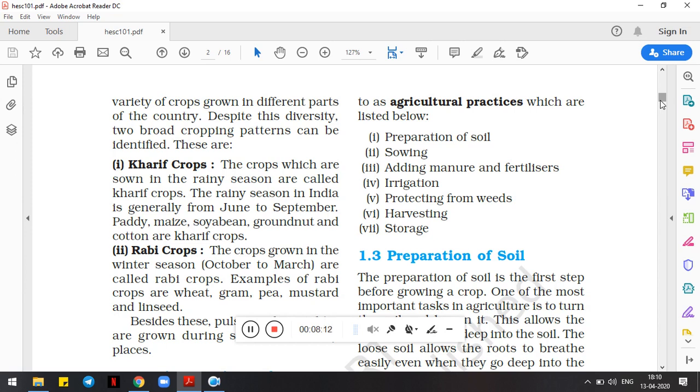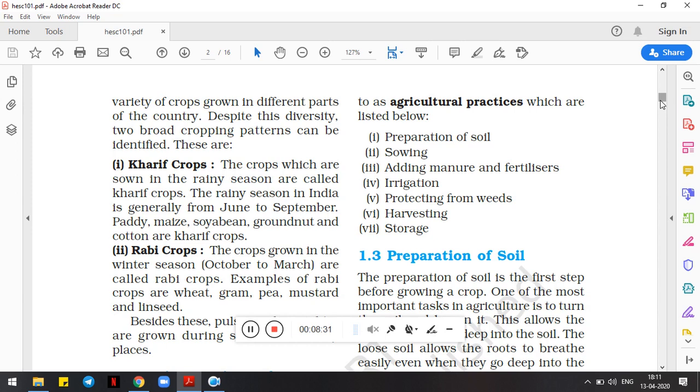Then when the crop is ripe, it has to be cut. That is called harvesting. After harvesting, they process it, and whatever grains, crops they get, it has to be stored properly, otherwise it will be spoiled.